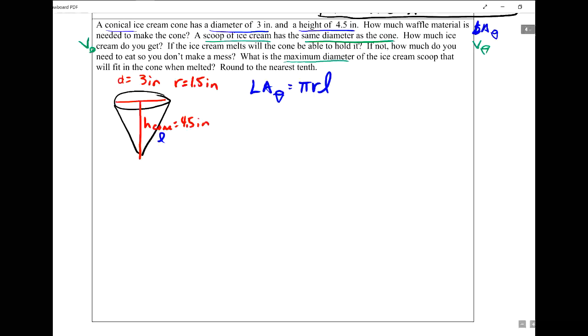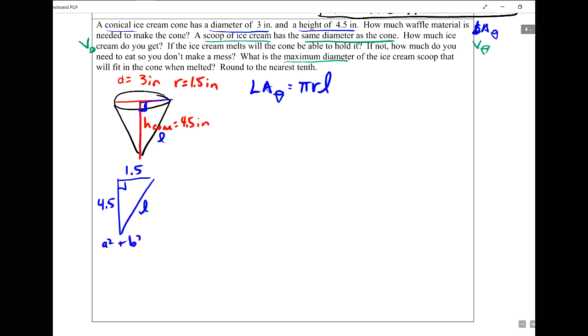And I do not have a slant height, so I'm going to come over here and find my slant height. And I have my triangle. And now this is 1.5 because all I'm looking at is this triangle here. And this is 4.5, and I am looking for L. So this is simply a matter of Pythagorean theorem.